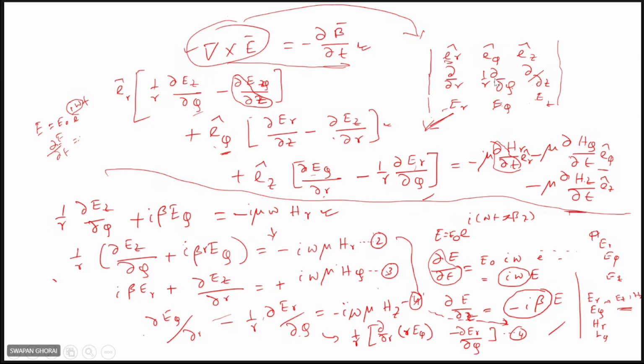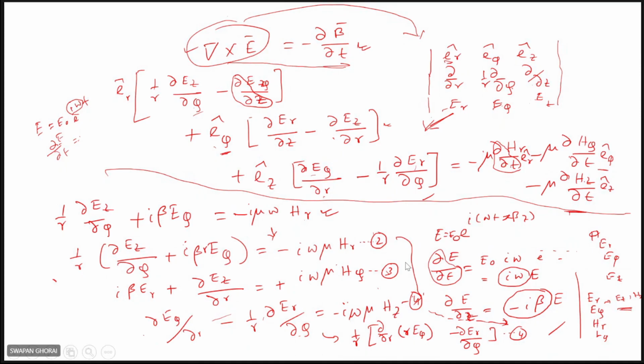I'm first writing the components. Say, curl of the electric field, R, phi, z components we have written, and by equating the coefficients on both sides, R component, phi component, and z component, we are getting these three sets of equations, 2, 3, 4. You can see it is minus i omega mu times Hr, H phi, and Hz.